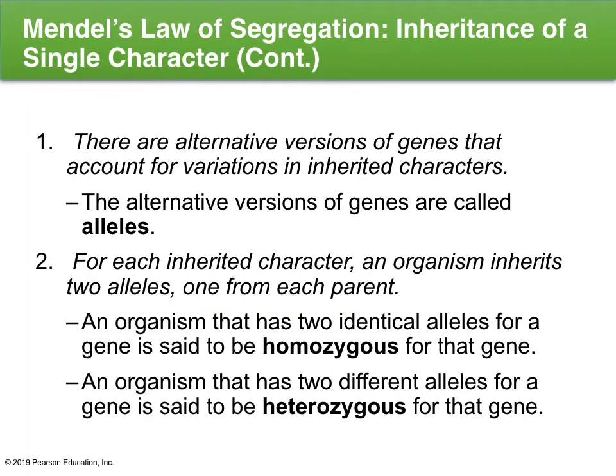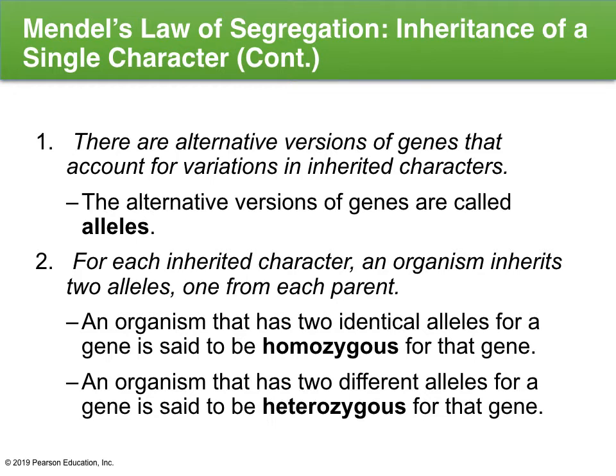All right, so Mendel's law of segregation. There are alternative versions of genes that account for variations in inherited characters, right? So if you think of things like flower color, you have variations like purple and white. The alternative versions of genes we today call alleles. Again, back then they didn't know DNA or any of this, but the modern term we now use is alleles for the alternative versions of genes.